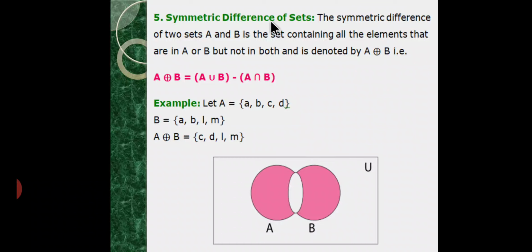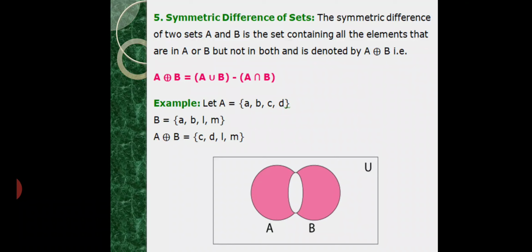Symmetric difference of sets. The symmetric difference of two sets A and B is the set containing all the elements that are in A or B but not in both, and is denoted by A symmetric difference B. That means the symmetric difference of A, B is equal to A union B minus A intersection B. A union B means we combine all the elements of A, B, and A intersection B means the common elements of A, B.